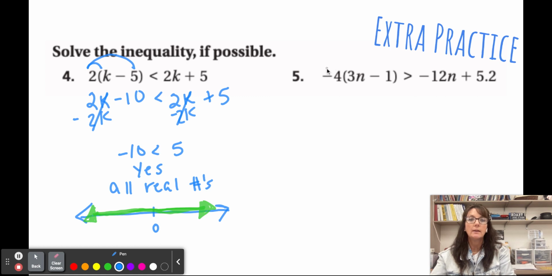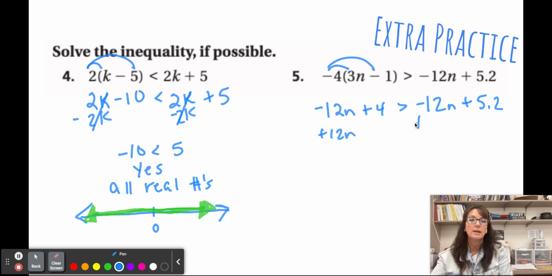Looking at number 5, hopefully I'm not talking and going too fast for you here. We're going to distribute the negative 4. So negative 12n plus 4 greater than negative 12n plus 5.2. Again, let's just start with the variable. Add 12n to both sides because we need it to be 0. So that cancels, and we get 4 is greater than 5.2.